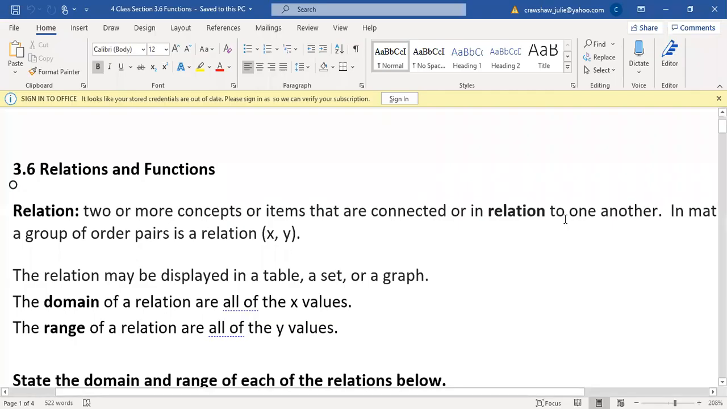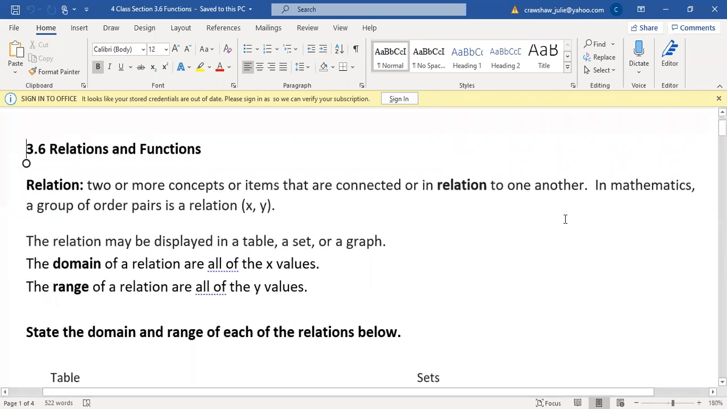Hello students, this video lesson is about relations and functions. A relation is two or more concepts or items that are connected or in relation to one another. In mathematics, a group of ordered pairs is a relation, an XY coordinate. The relation may be displayed in a table or a set, a graph, or even an equation.